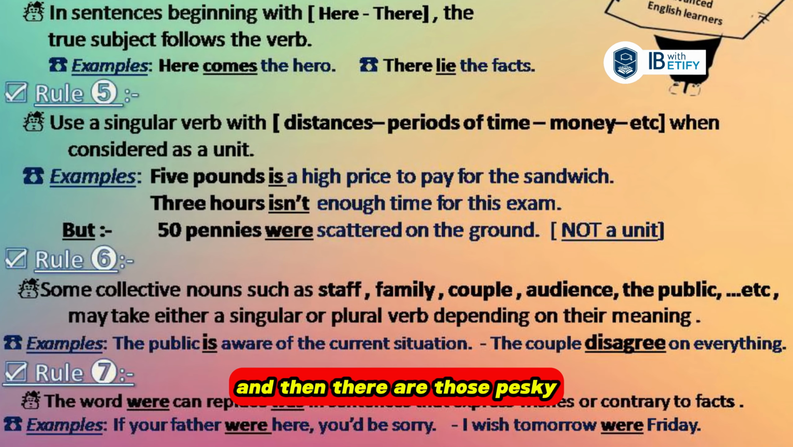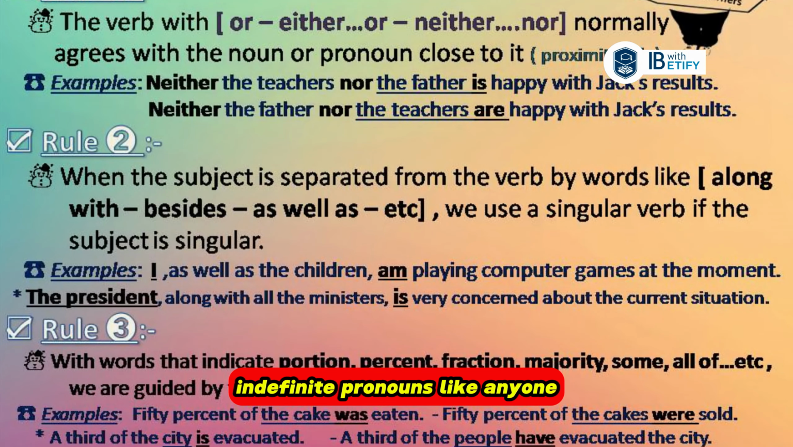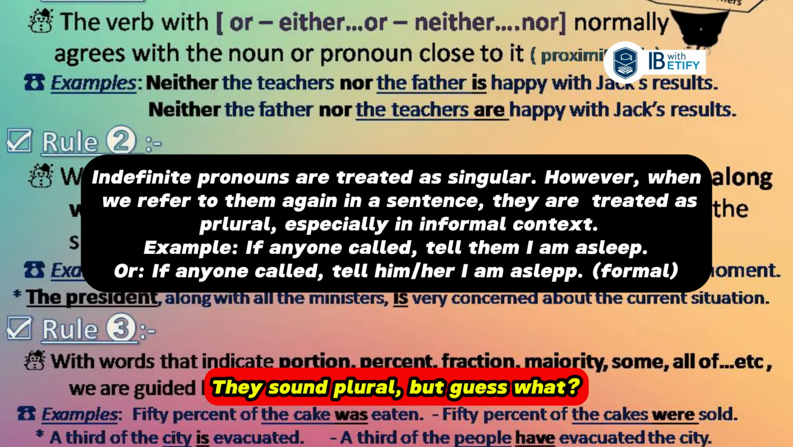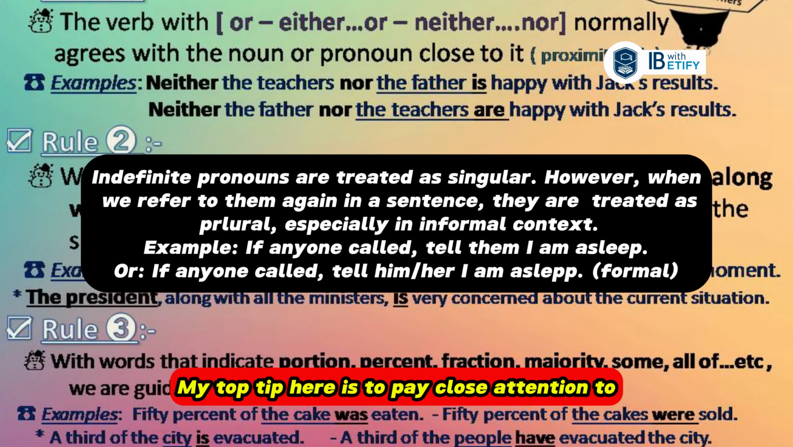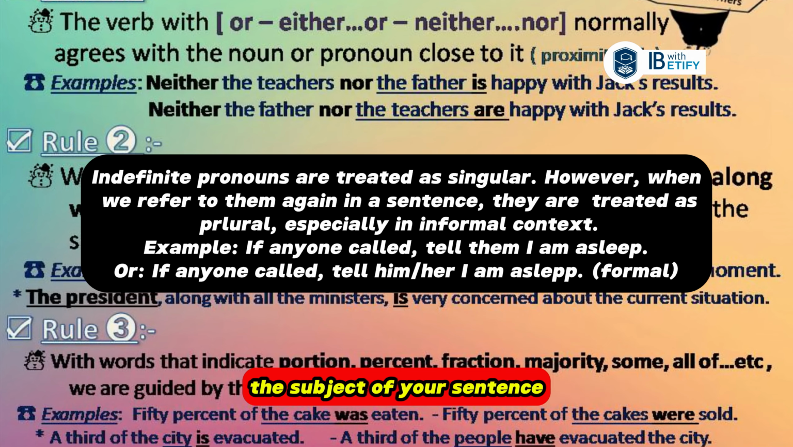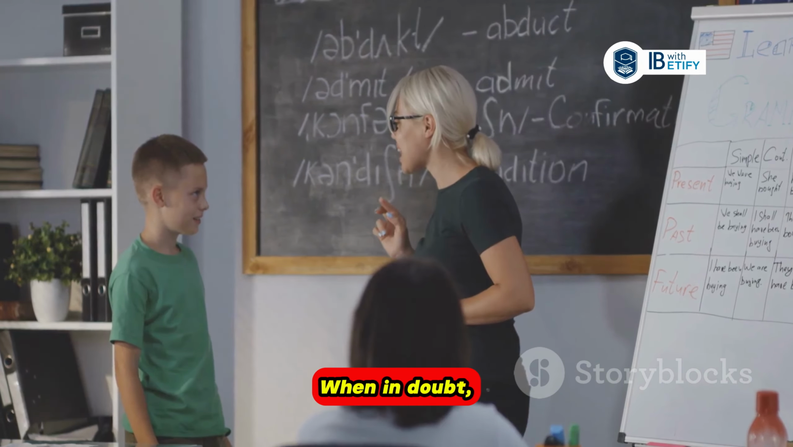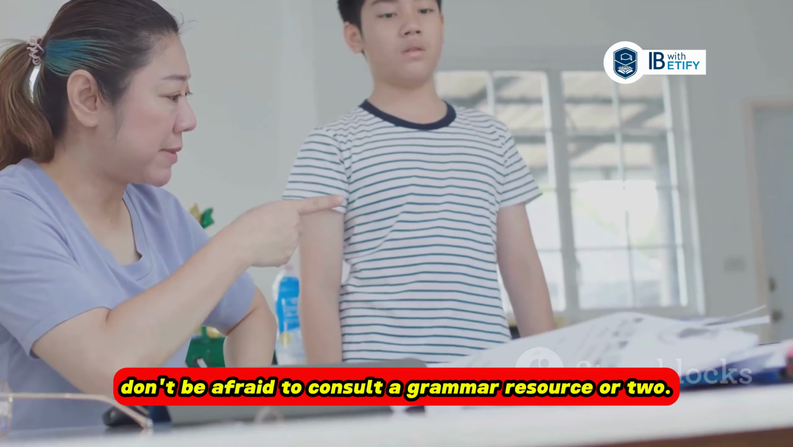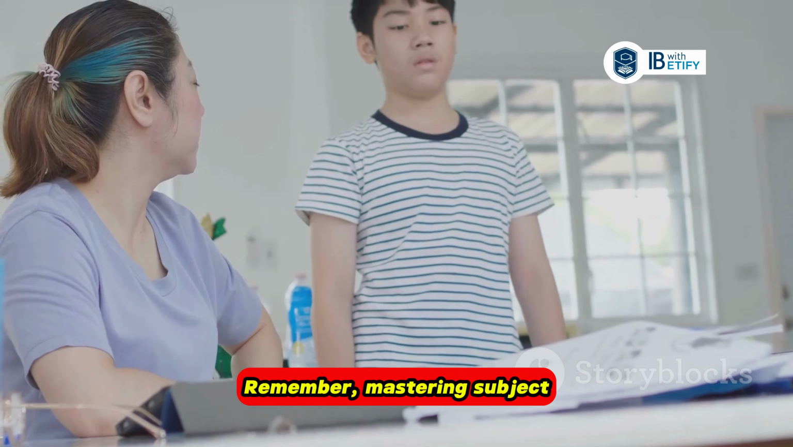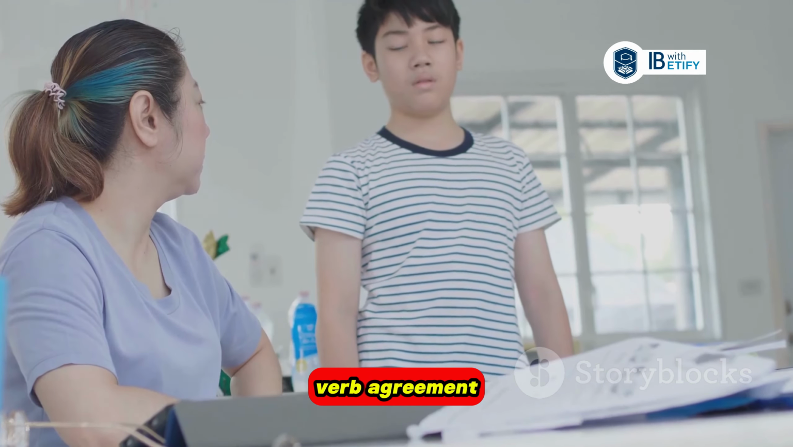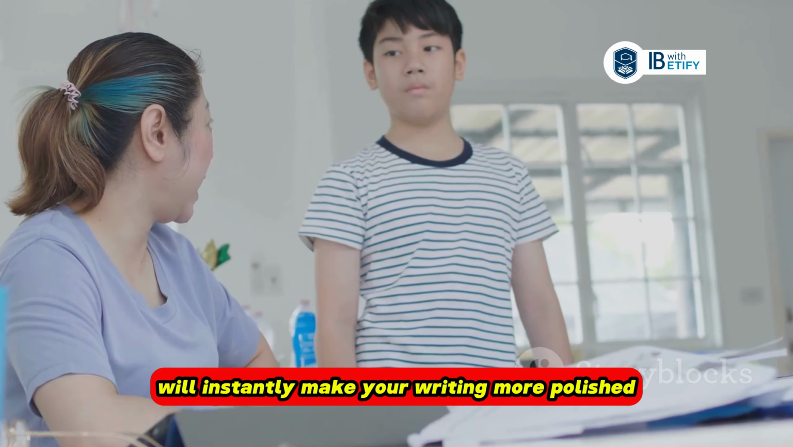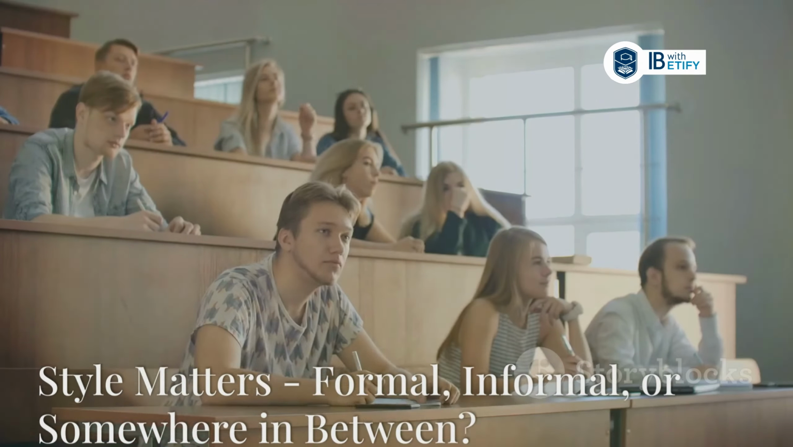And then there are those pesky indefinite pronouns like anyone, somebody, everyone. They sound plural, but guess what? They're actually singular. Sneaky, right? But don't worry, I've got your back. My top tip here is to pay close attention to the subject of your sentence and make sure the verb agrees with it in number. When in doubt, don't be afraid to consult a grammar resource or two. Remember, mastering subject-verb agreement will instantly make your writing more polished and grammatically sound.